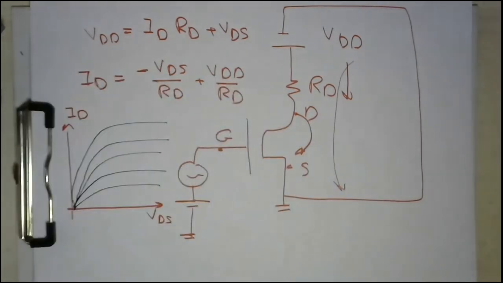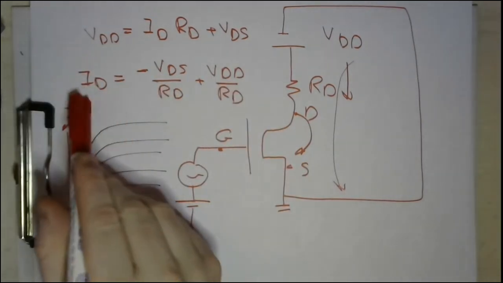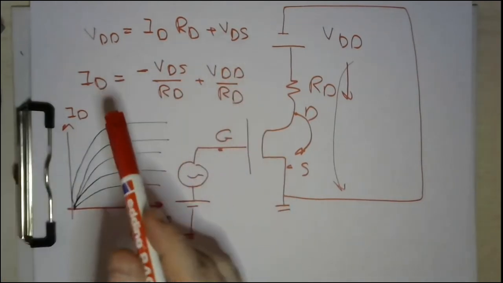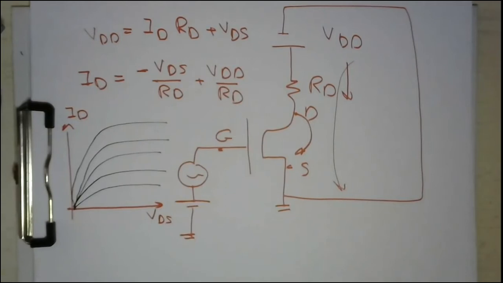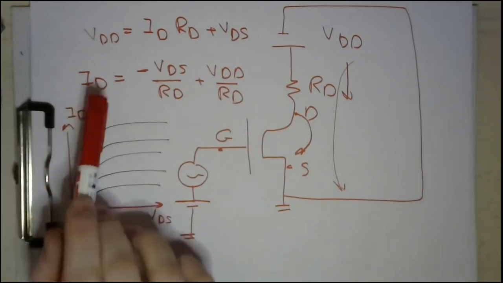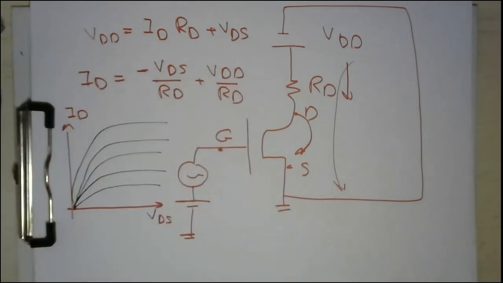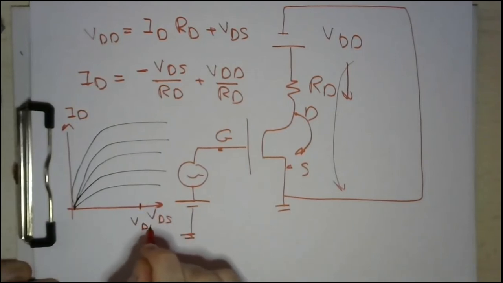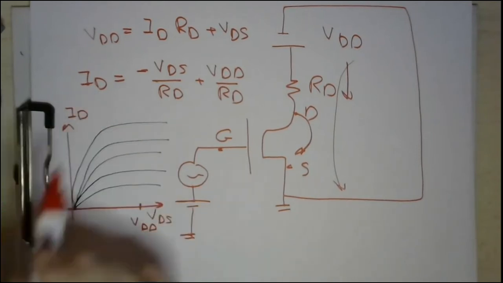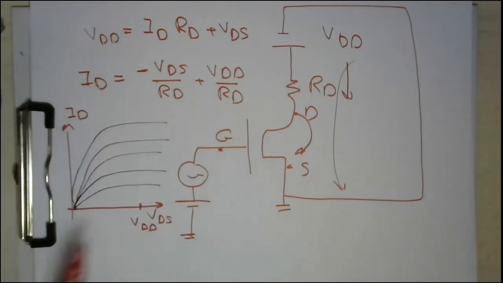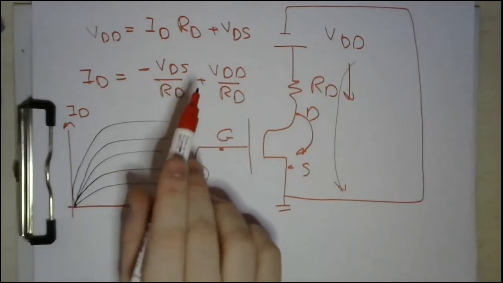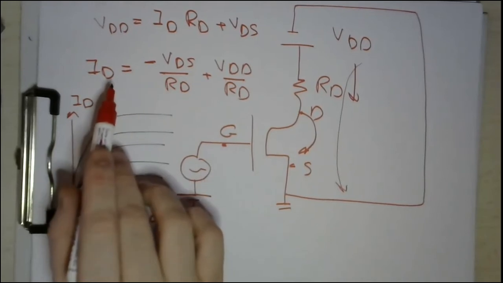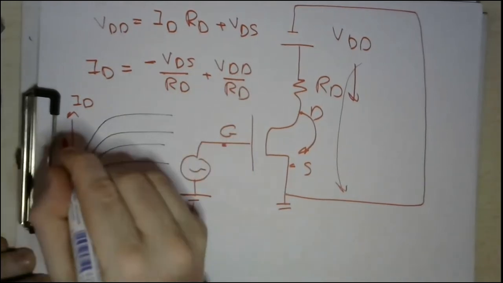Now we have another equation, which is ID versus the VDS again. So we can plot this equation. By the way, this is a very simple linear equation. If you put ID equals 0, then you will have VDS equal VDD, which is this point. So whenever y equals 0, then this is the point. And if you put VDS equals 0, then you will have ID equal VDD over RD, for example, this one.